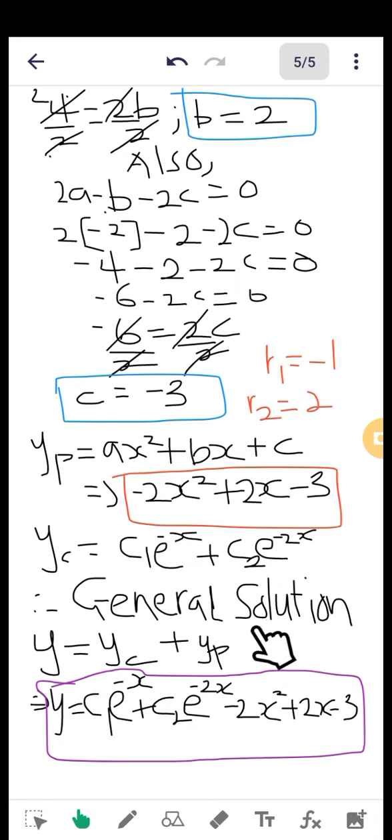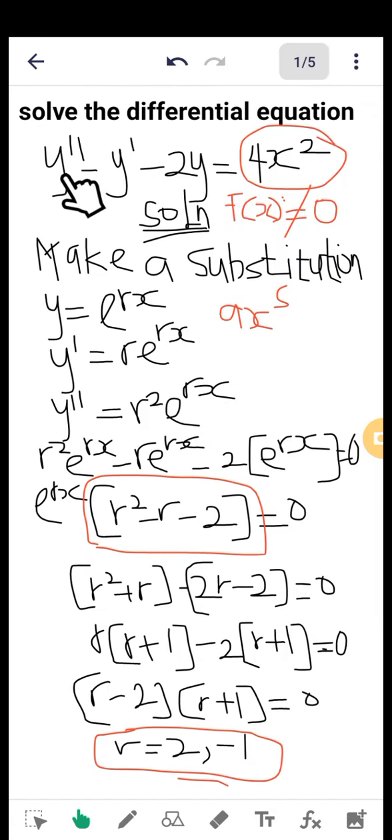So my general solution will be the addition of the complementary solution and the particular solution. My complementary solution, I had this. So you write it, then you add it to the particular solution, which is this. So this is the general solution for the differential equation. Thank you very much.